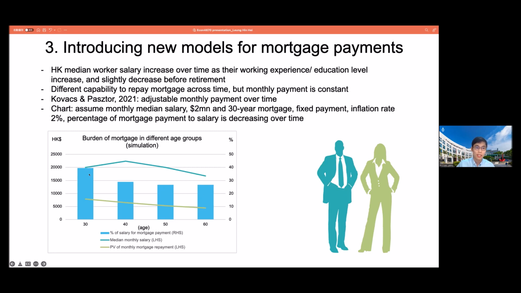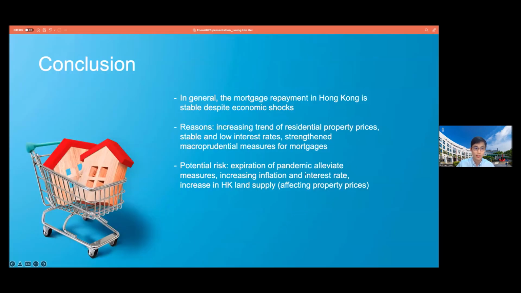Income would increase after graduation and decrease a little before retirement. So the bank may adjust the mortgage payment with their ages, so that people would be more likely to make their mortgage repayments more stably. Yeah, so that's all of my presentation. Thank you.